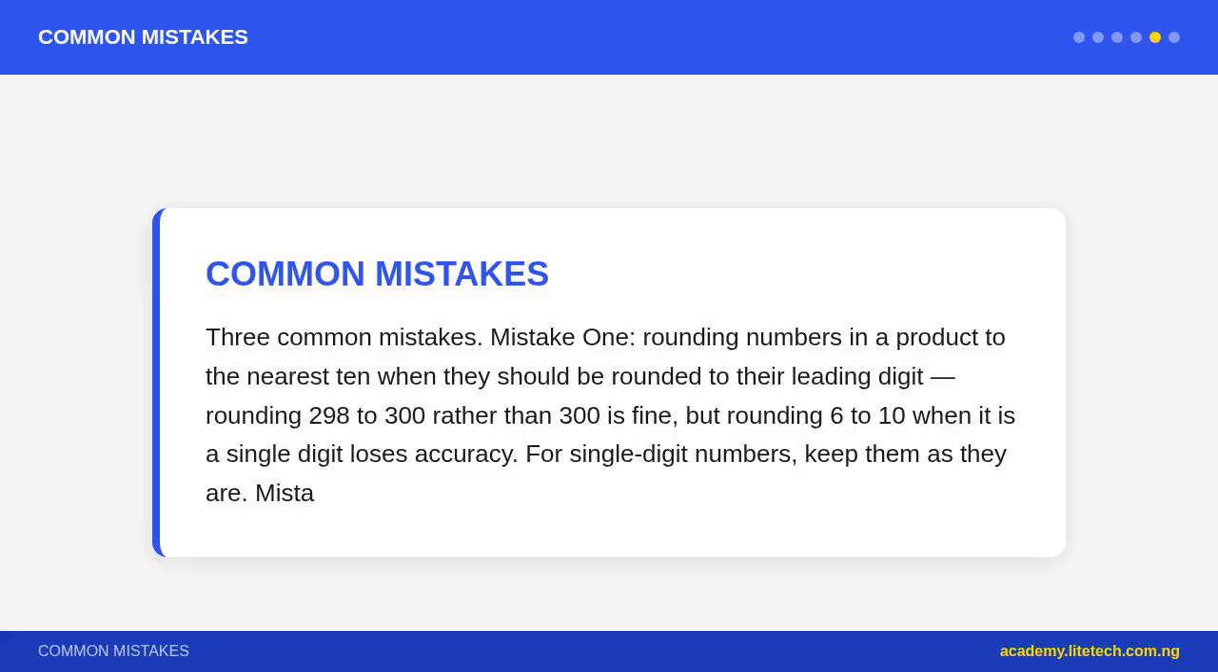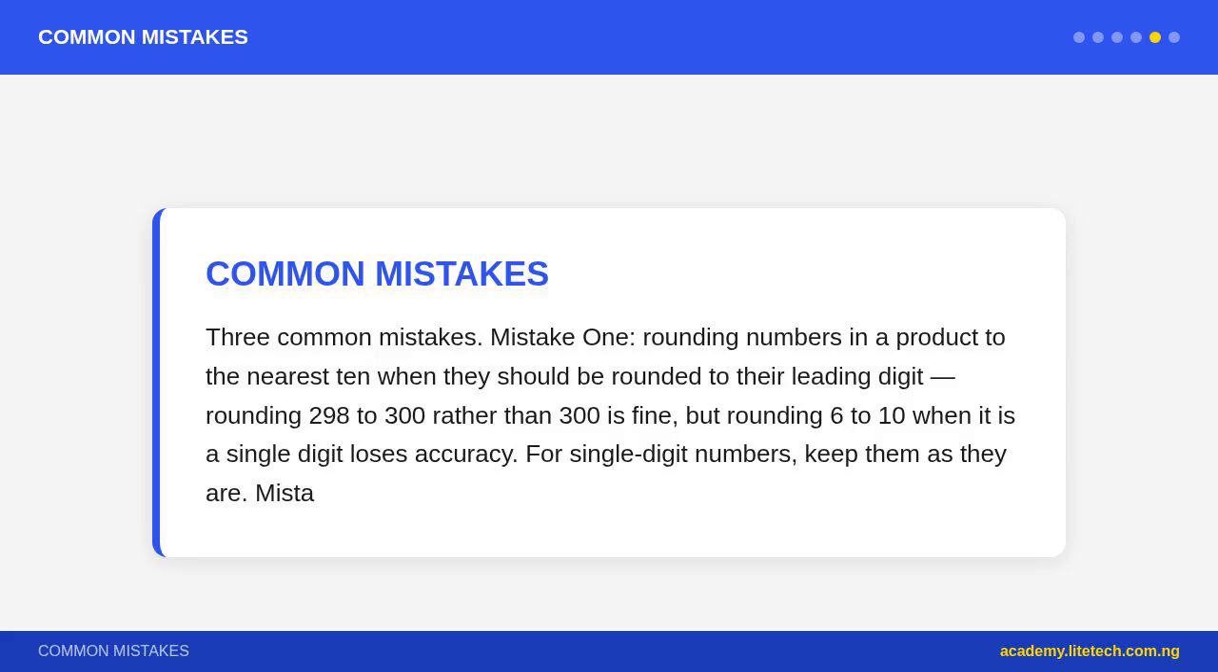3 common mistakes. Mistake 1. Rounding numbers in a product to the nearest 10 when they should be rounded to their leading digit. Rounding 298 to 300 is fine, but rounding 6 to 10 when it is a single digit loses accuracy. For single-digit numbers, keep them as they are.